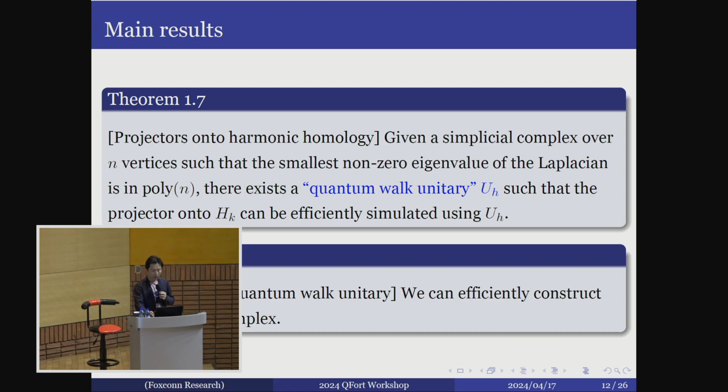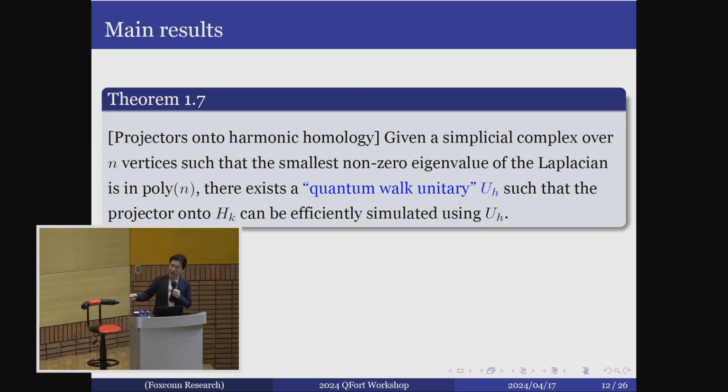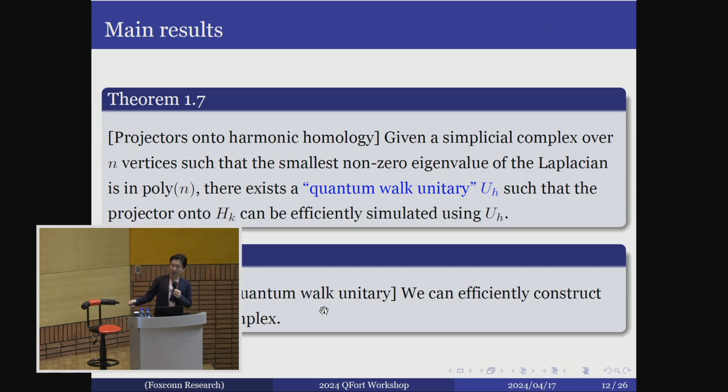Okay, and then of course we could show that, if this exists, we can efficiently implement the projectors. And then our next result says that indeed we can construct this quantum walk unitary very efficiently for the clique complex. And the clique complex is actually already quite large within the simplicial complexes.